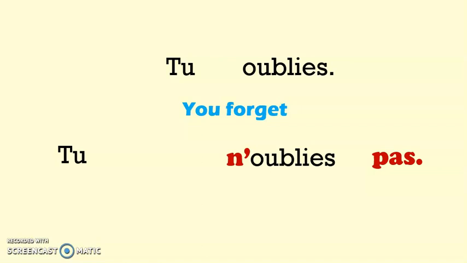Okay? So whenever ne is followed by a verb that begins with a vowel or an H, we're going to do the N apostrophe. All right? So that's why I'm showing this to you, to show you that the ne changes just a bit. Tu n'oublies pas. You do not forget. Okay, well, what more surprises could we have in store?